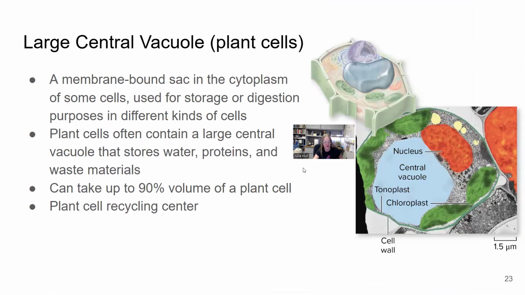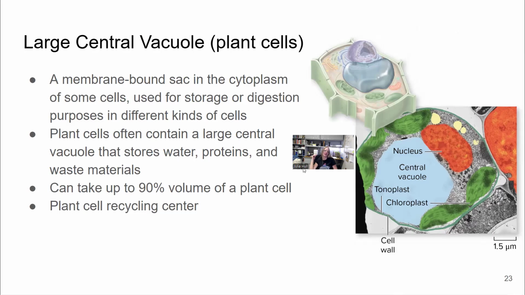Okay. The reason that plant cells don't have lysosomes is because they use the large central vacuole for the same job. So things that need to get digested go to the large central vacuole. The vesicles are going to fuse with that. Those old worn out organelles are going to fuse with the large central vacuole. It's a plasma membrane bound organelle. In plants, it can take up to 90% of the volume, so it's really quite a large structure.